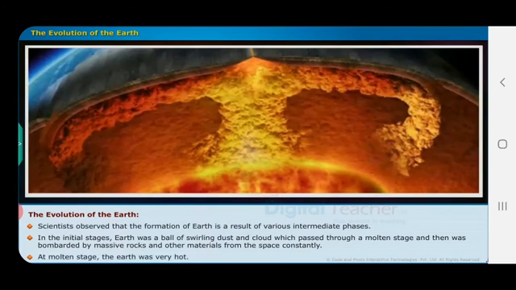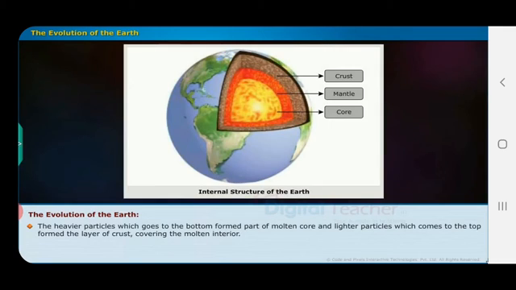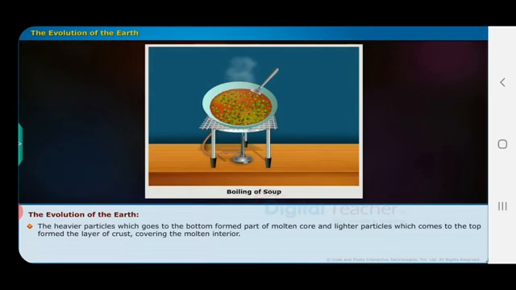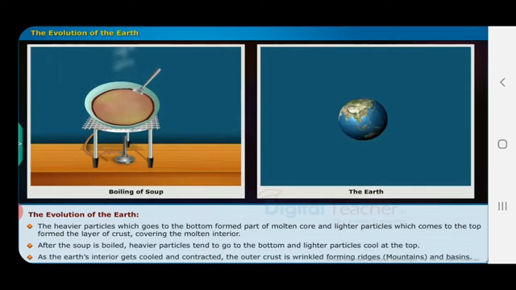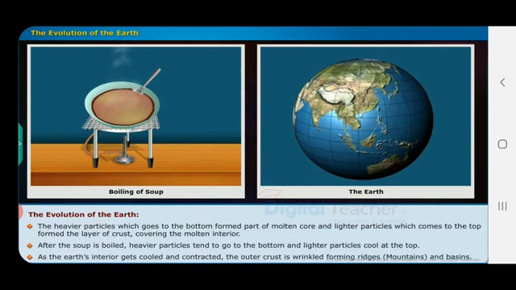At the molten stage, the Earth was very hot. The heavier particles which go to the bottom formed part of the molten core, and the lighter particles which come to the top formed the layer of crust covering the molten interior. For example, boiled soup. After the soup is boiled, heavier particles tend to go to the bottom and lighter particles cool at the top. As the Earth's interior gets cooled and contracted, the outer crust is wrinkled, forming ridges or mountains and basins.